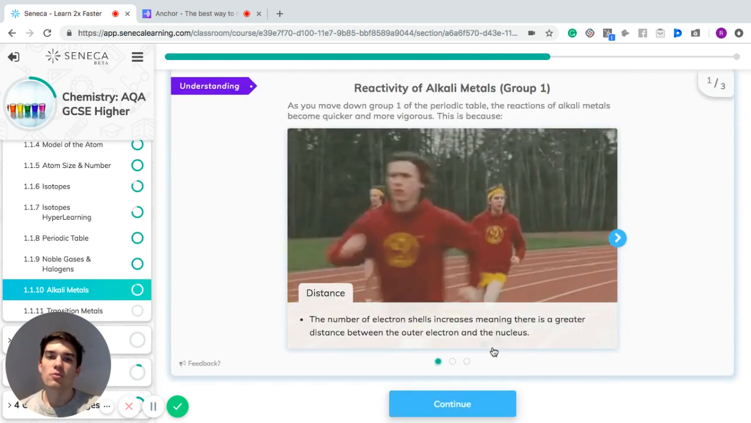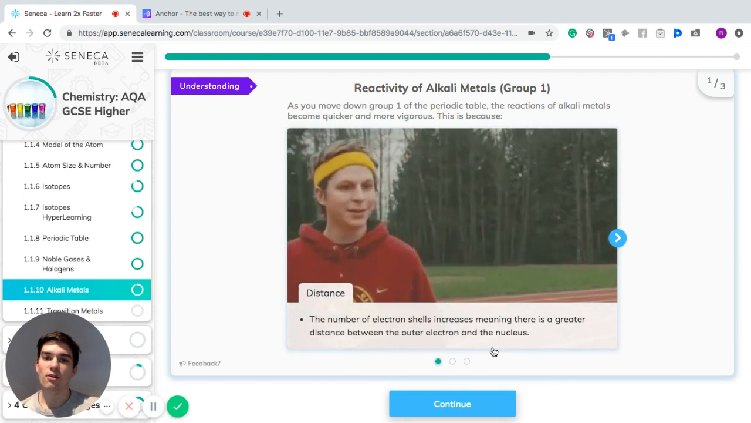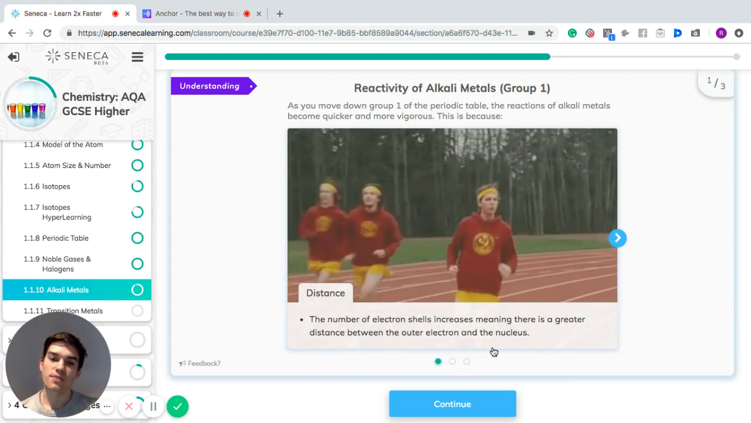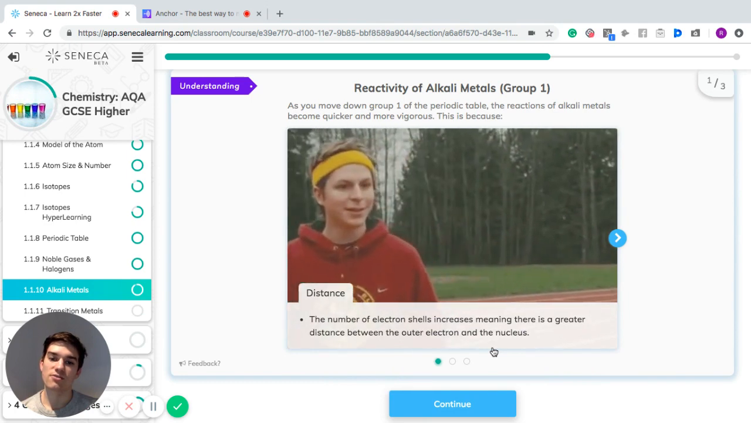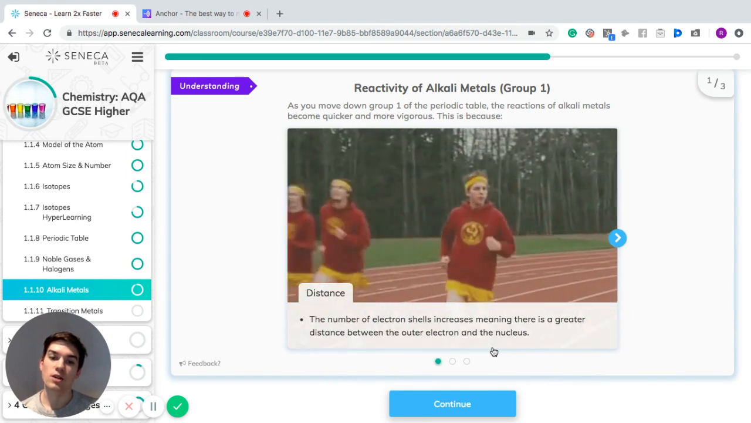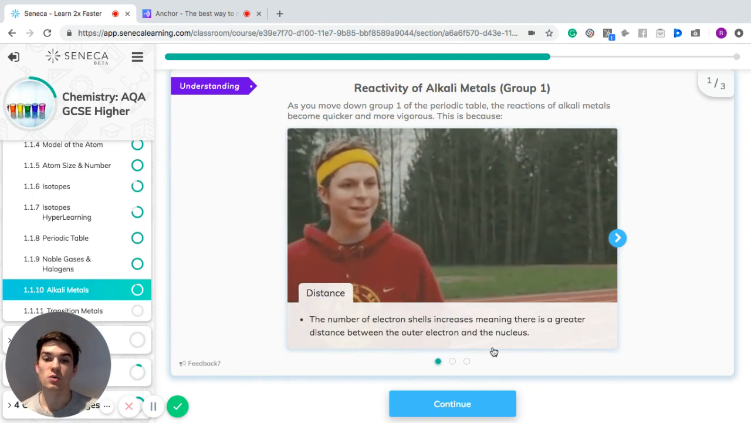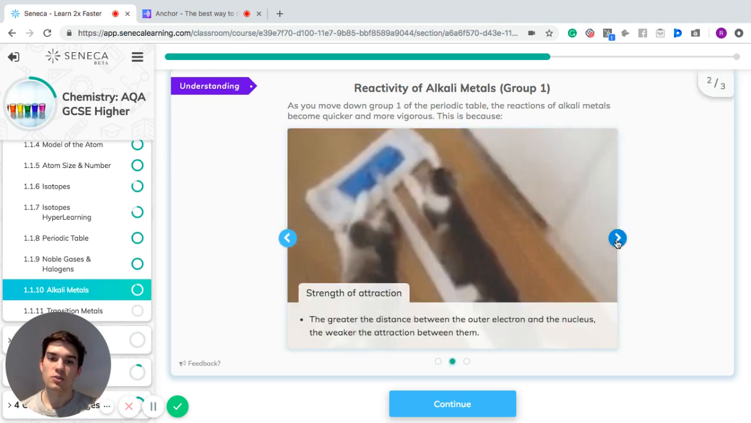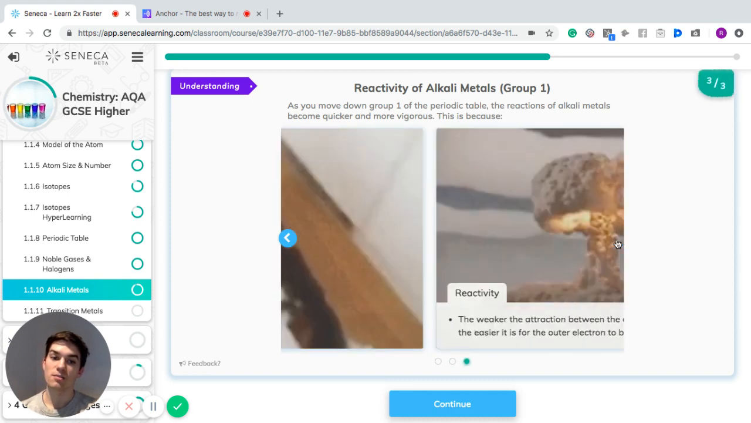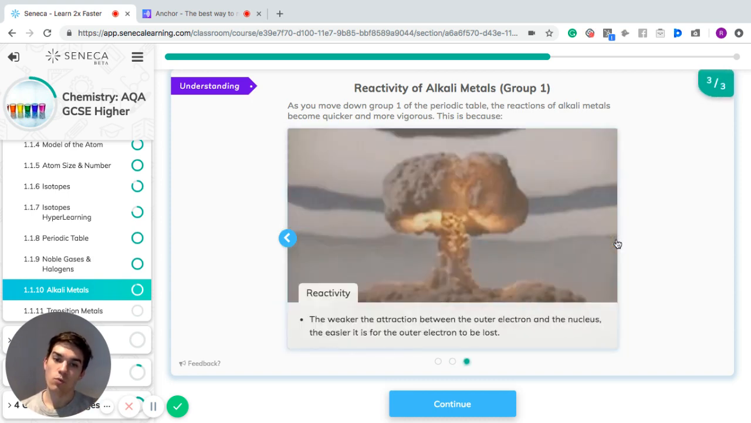Now, as you move down group 1 of the periodic table, the reactions of alkali metals become quicker and more vigorous. This is because of a number of reasons. So first of all, the electron shells increase as you go down the group, meaning there's a greater distance between the outer electron and the nucleus, which makes it more reactive and therefore the reaction more vigorous. There's also the strength of the attraction to think about. So the greater the distance between the outer electron and the nucleus, the weaker the attraction is, and therefore the easier it is to lose. And the weaker the attraction between the outer electron and the nucleus, the easier it is for that electron to be lost.